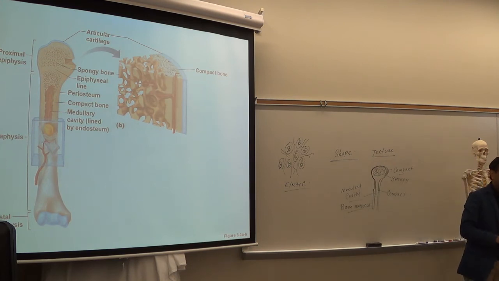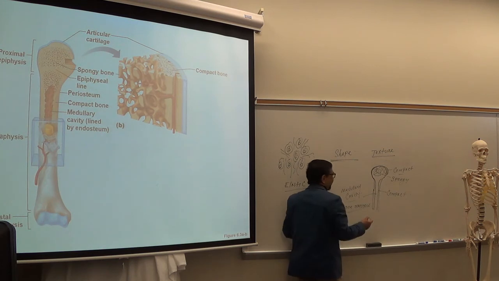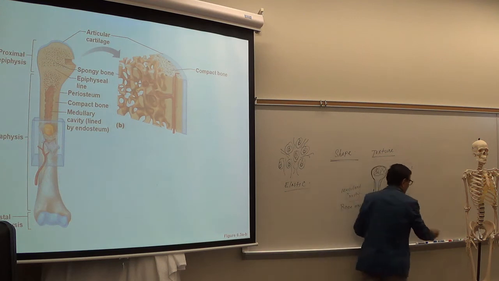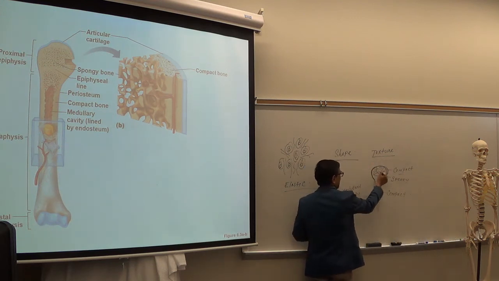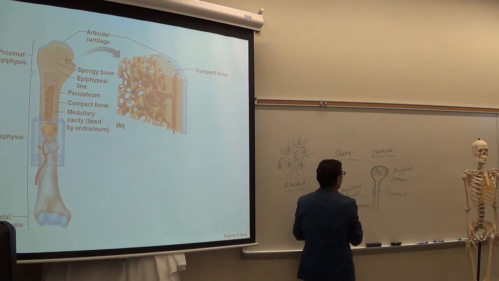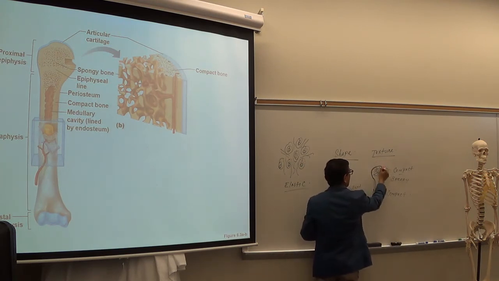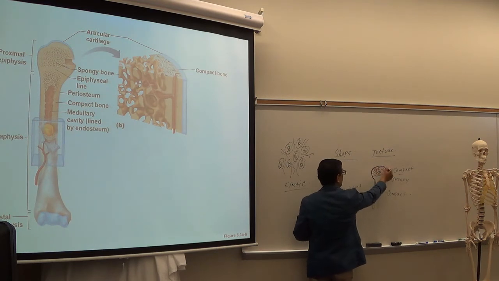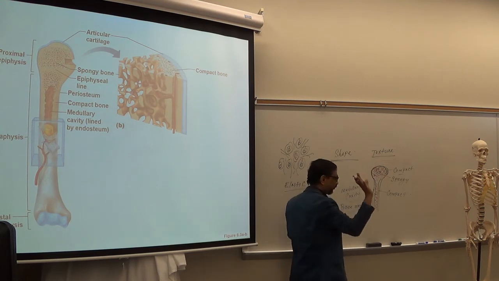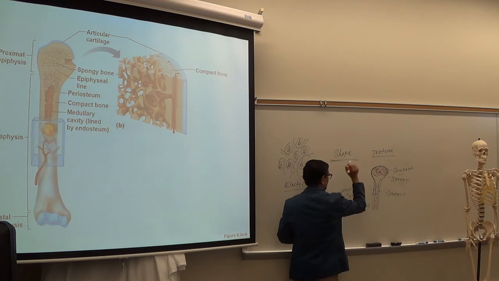In the early stage of life, red bone marrow is present everywhere inside the long bone. Inside the spongy bone, you have spaces. You remember I said it's honeycomb-like. Those spaces are filled with red bone marrow at the head, and inside the medullary cavity you also have red bone marrow. In the early stage of life, it is everywhere, both inside the spongy bone and the medullary cavity.